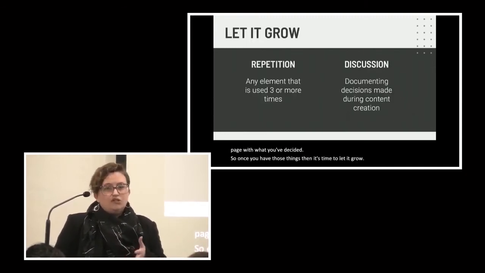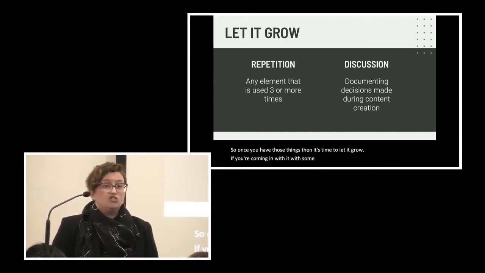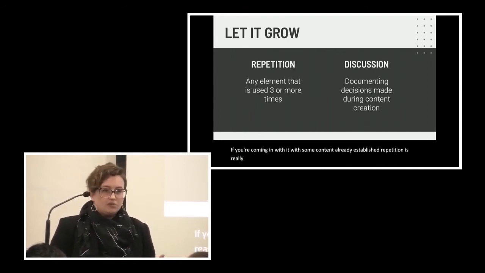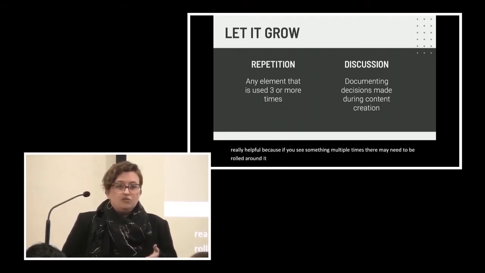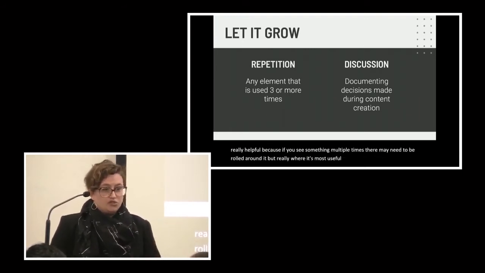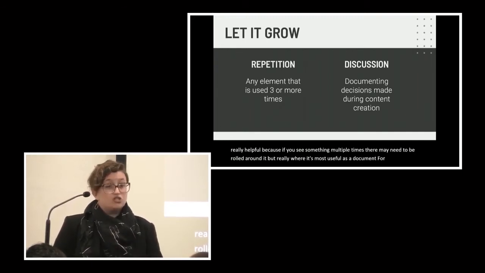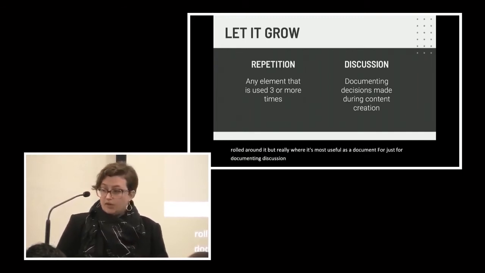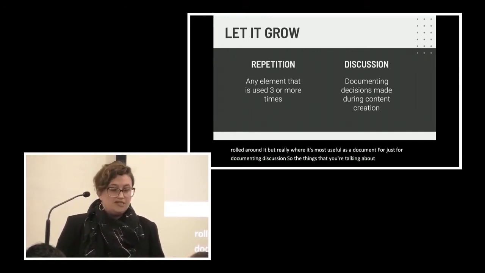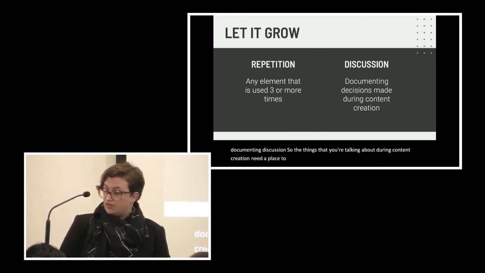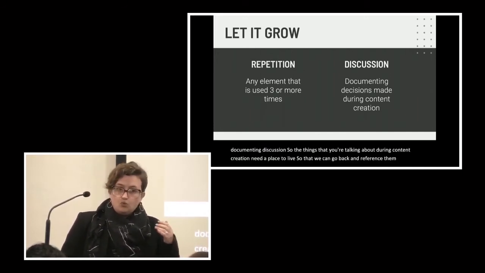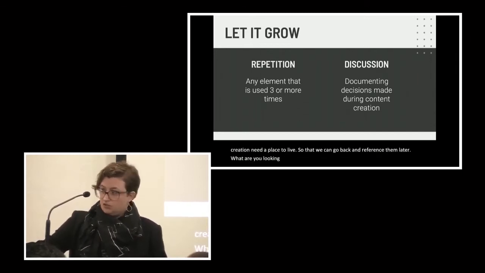If you're coming in with some content already established, repetition is really helpful, because if you see something multiple times, there may need to be a rule around it. But really, where it's most useful is as a document for documenting discussion. The things that you're talking about during content creation need a place to live so that we can go back and reference them later. So what are you looking for? Either repetition or discussion.